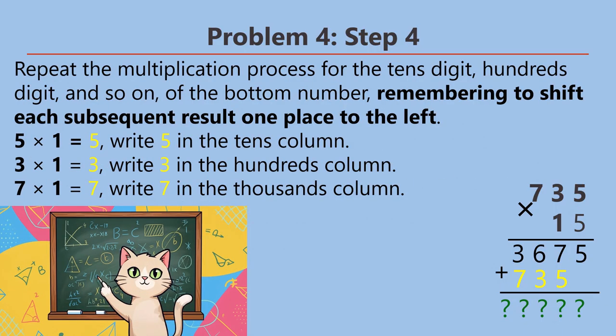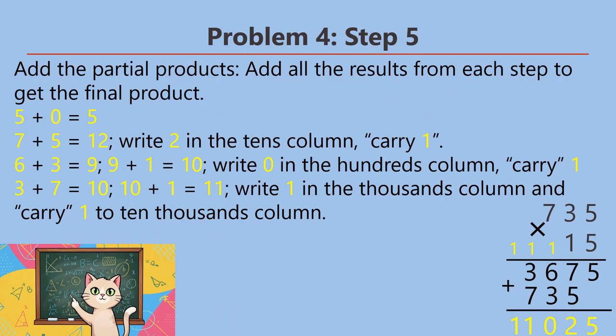Step 4. Repeat the multiplication process for the tens digit, hundreds digit, and so on, of the bottom number, remembering to shift each subsequent result one place to the left. 5 times 1 is equal to 5, write 5 in the tens column. 3 times 1 is equal to 3, write 3 in the hundreds column. 7 times 1 is equal to 7, write 7 in the thousands column.